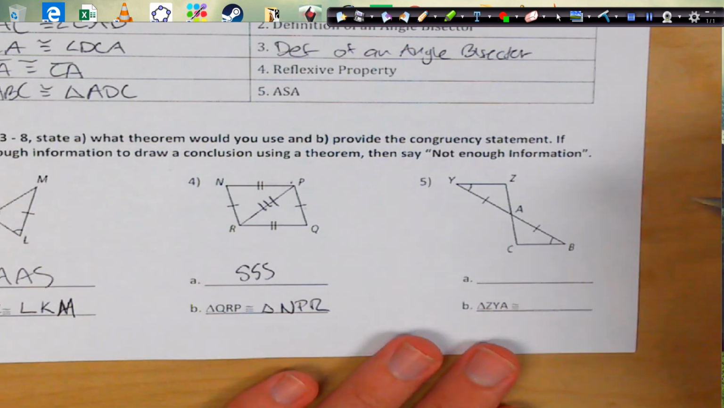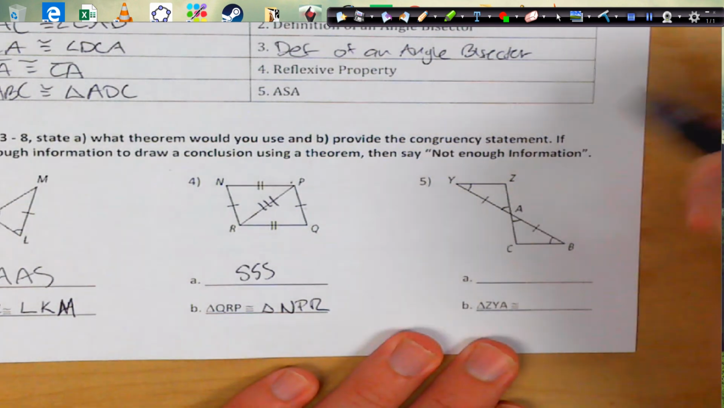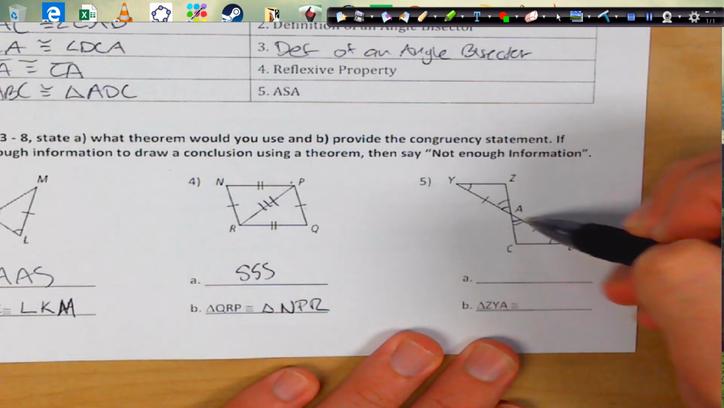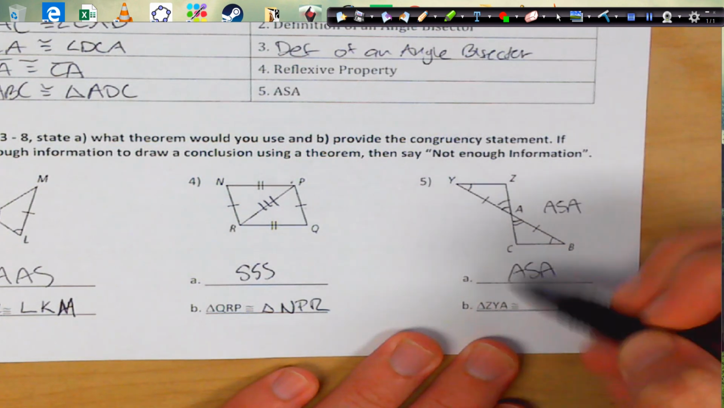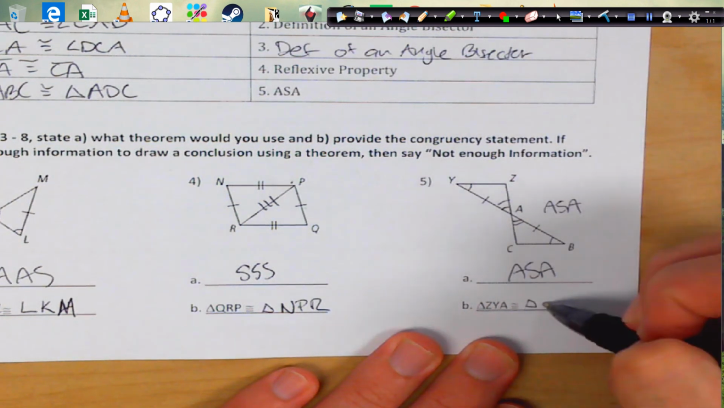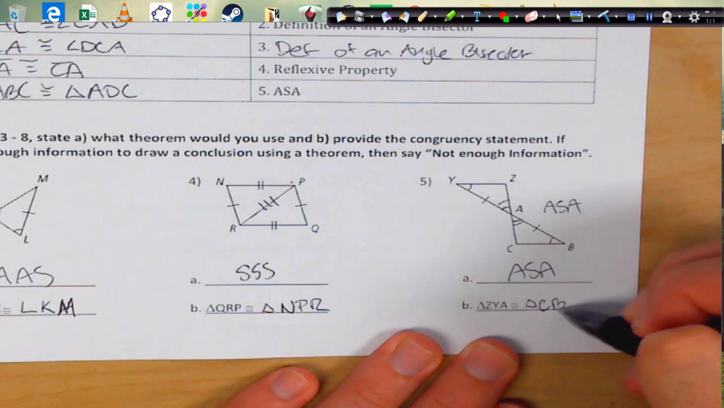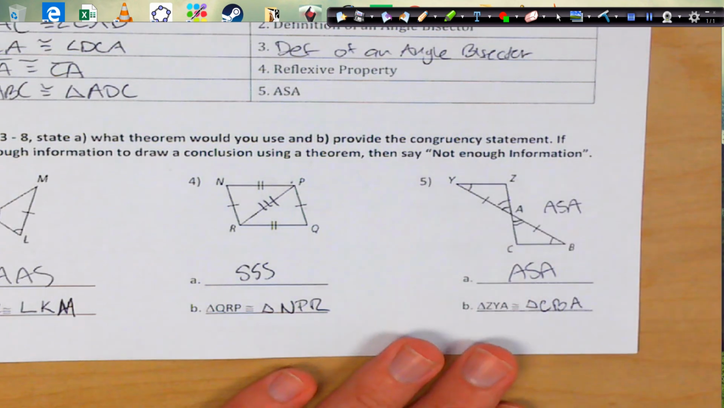And over here we have a set of vertical angles. That's going to be angle side angle. And Z is going to match up with C, Y is going to match up with B, and then A will match up with A, CBA.